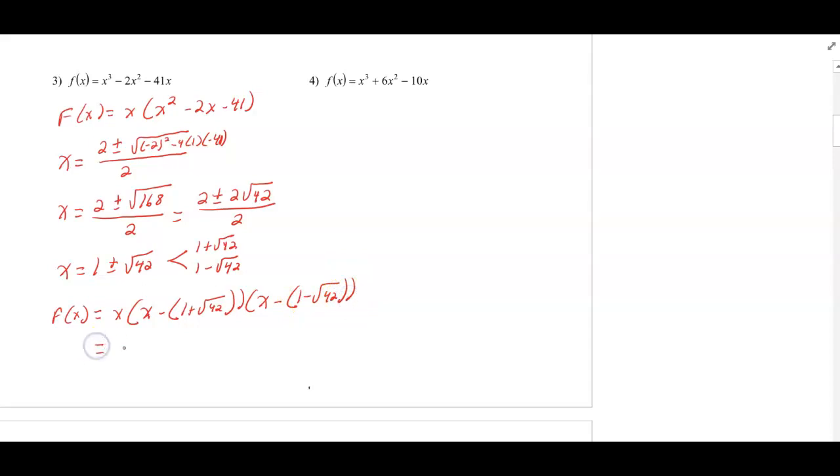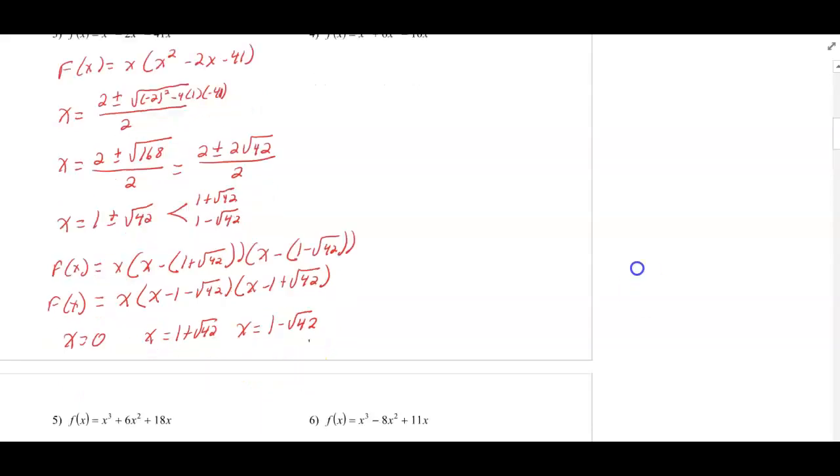And some people will distribute that negative. I'm perfectly fine if you leave it in that form, but if you look at the answer key in different textbooks, you may see the following. You should know that those are equivalent. So there's the completely factored form. The zeros are 0, 1 plus root 42, and 1 minus root 42. If you want a practice problem, you can try number 4.